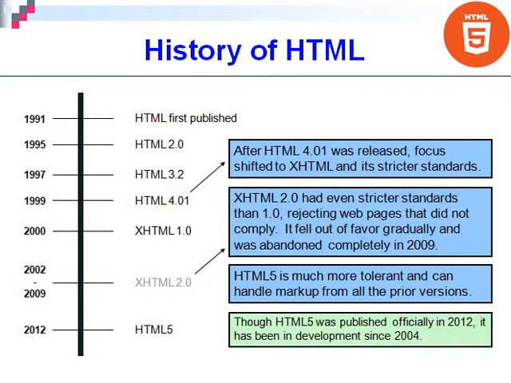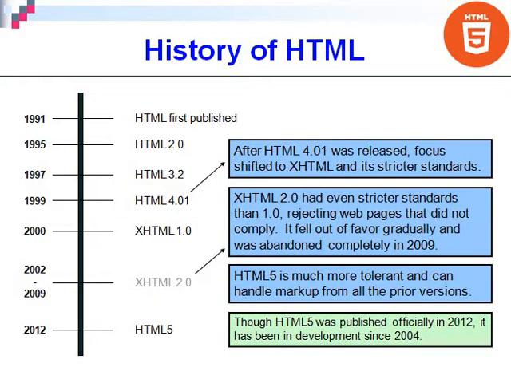In 1995, HTML 2.0 was introduced. In 1997, the next version, HTML 3.2, arrived. In 1999, HTML 4.01 was released and its focus shifted to XHTML and standards. In 2000, XHTML 1.0 was released.